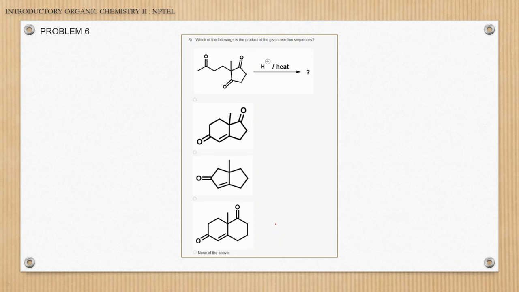In problem number 6, it is a very straightforward question, because we have seen this kind of problem previously also. In this question, you have to answer which of the following is the product of the given reaction sequence. They have treated this diketone with H+ and heat, that is, in the presence of acid and heat. So what could happen in this system? In the presence of acid, one of these carbonyl groups is to be protonated.